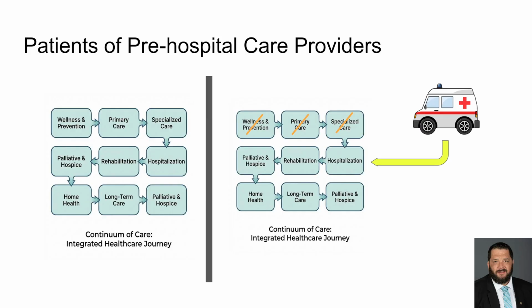This includes wellness visits with a primary care physician, primary care visits as needed, access to specialized care, hospitalization and rehabilitation when it's needed, palliative or hospice care, home health, long-term care, and then again, oftentimes end-of-life care. This is the established healthcare system.